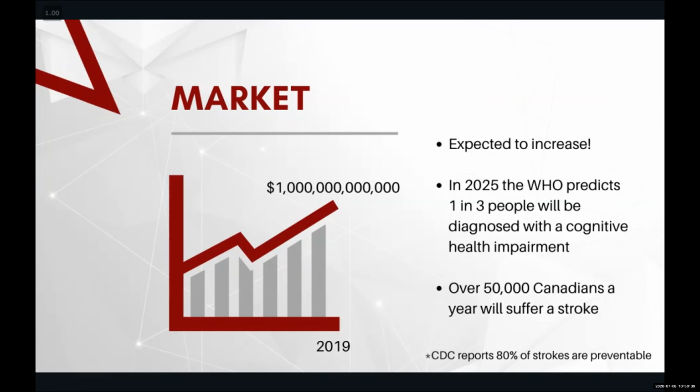In Canada alone, over 50 people will be diagnosed with a stroke every single year. And keeping in mind that each of those diagnosed with a stroke have an increased risk of developing dementia. The encouraging thing is that the CDC reports that about 80% of these strokes are preventable, and that is basically going to be one of our main goals.